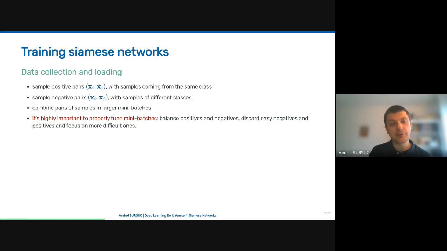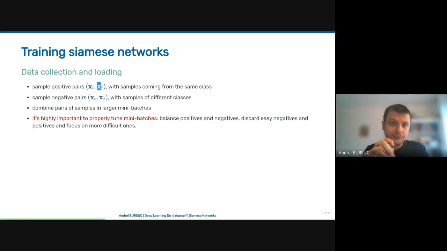As I said, the pipeline is a bit different because we don't just put individual images and compile them into a batch. What we have to do here is to first sample some positive pairs, xi and xj. So here these two images come from the same class or from the same person. We also have to sample negative pairs. So in here, xi and xj are coming from different classes and different persons, and then we combine these pairs into a single mini batch. Usually this mini batch is a bit larger, and at the output we look at these pairs in order of samples in these mini batches to compute the loss and aggregate the gradients.